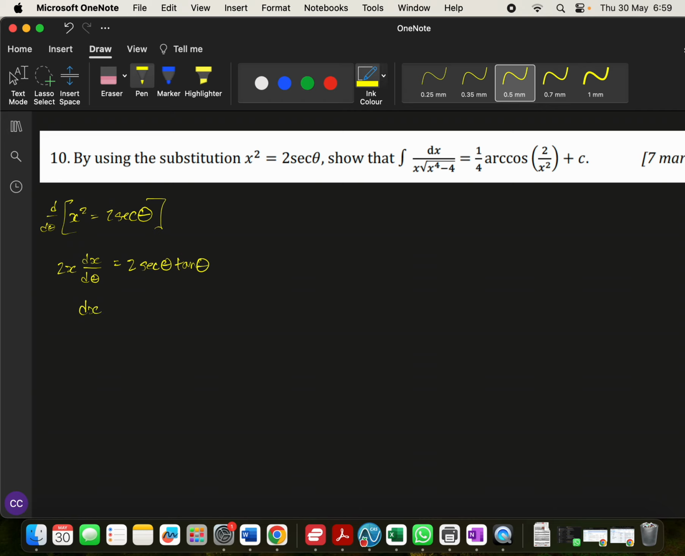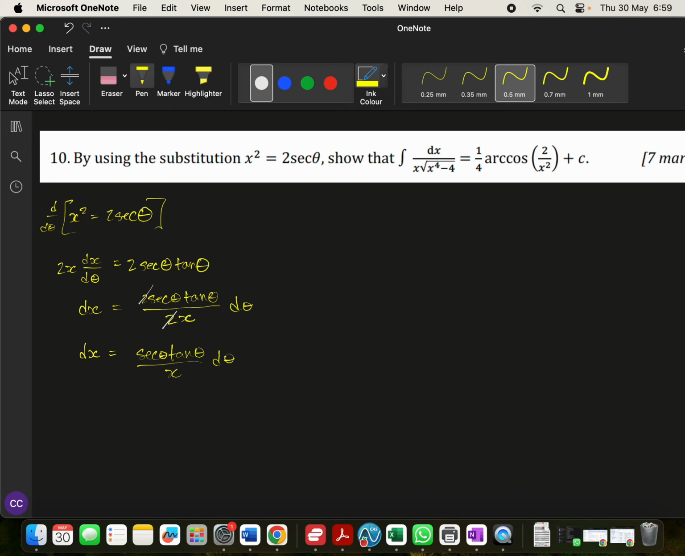So dx is going to be 2 secant theta tangent theta. We're going to have d theta over here, and all of that divided by 2x. Well, we can get rid of the 2's, and that gives us a value of dx. So dx is going to be secant theta tangent theta all over x d theta. Additionally, in every single one of these trig subs, at the end of it, we need to know what theta is in respect to x.